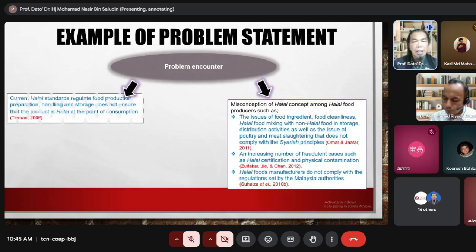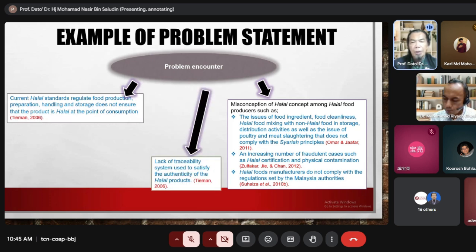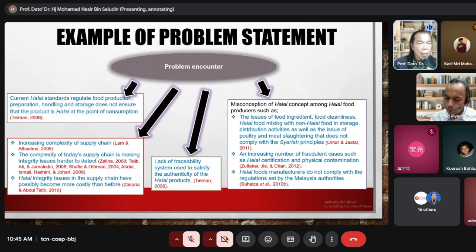That is about halal, the misconception of the concept of halal. The current halal standard regulates food production, preparation, handling, and storage, but does not ensure that the product is halal, to the point of assumption.